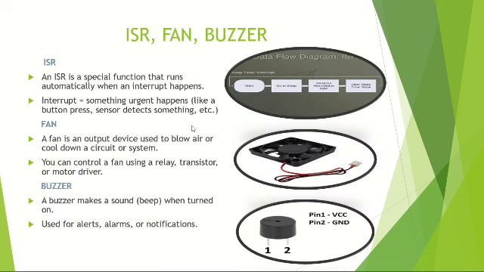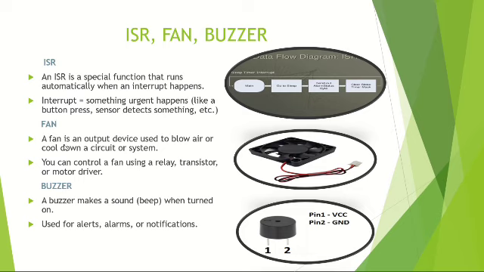Then go to the ISR, fan and buzzer. These are the 3 main components we have to use to develop the washing machine. An ISR is a special function that runs automatically when an interrupt happens in the washing machine. Interrupt means something urgent.